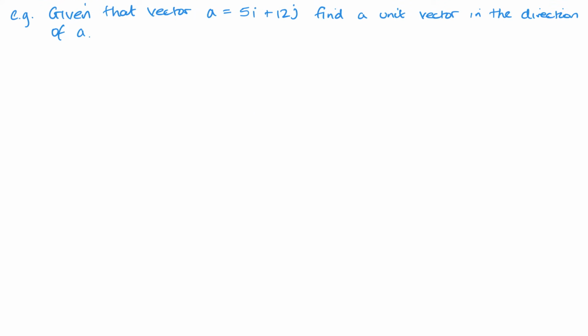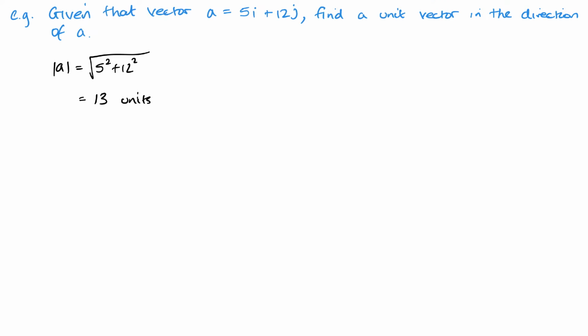First example, given that a vector A is 5i plus 12j, find a unit vector in the direction of A. Okay, nice and easy. So the first thing we want to do here is find the modulus of A. So this is going to be 5 squared plus 12 squared, then square rooted. When I do this, I should get 13. So it's 13 units in length.